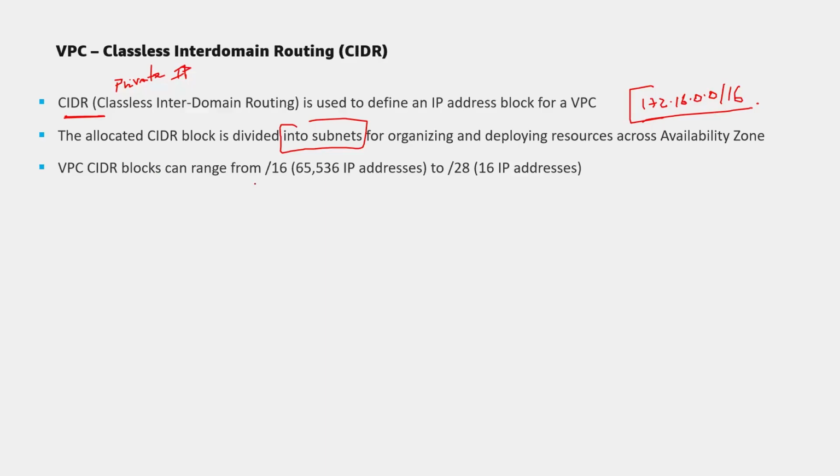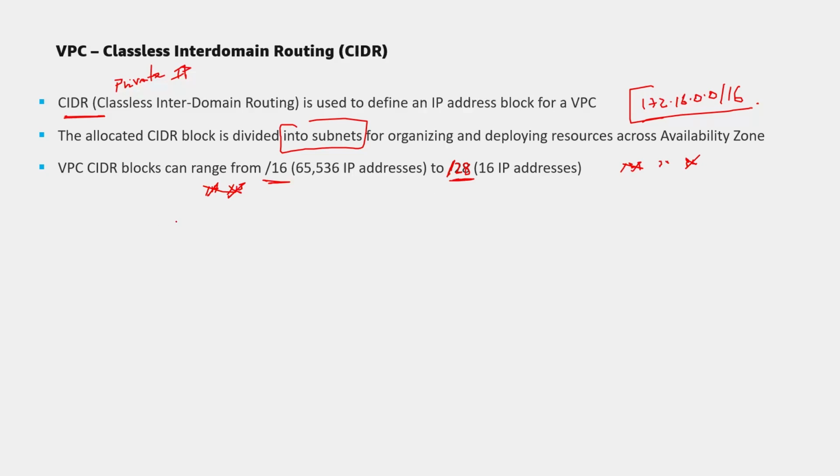VPC CIDR blocks can range from /16 up to /28. In AWS VPC, anything less than /16 is not going to work. There is no /15, there is no /14, there is no /8, and so on. The minimum that you can go is /16, which will give you a lot of IP addresses, and the highest number after the slash will give you very few IP addresses. The largest is /28. You cannot do /29, /30, up to /32. The maximum is /28, and the rest are reserved by AWS.